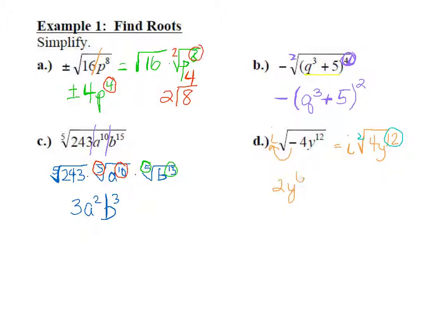So we can't forget what we took out at the very beginning, our i. You put that at the very end. By putting it at the end after the y to the 6th, you're going to find out that you have an imaginary answer. So that is how you find roots of simple radicals.